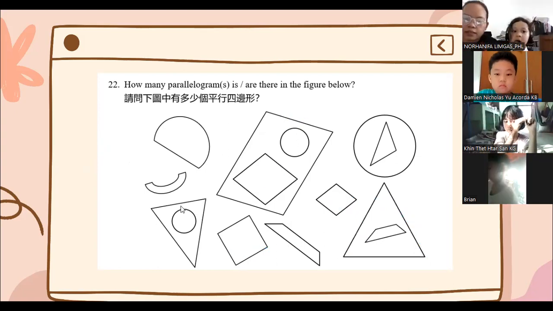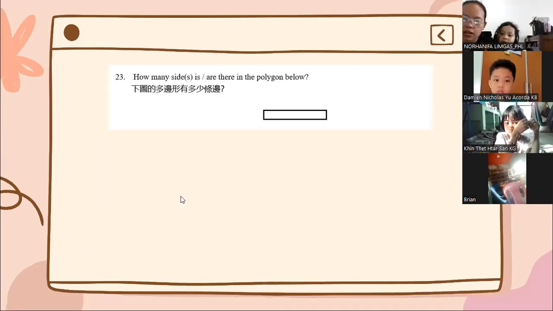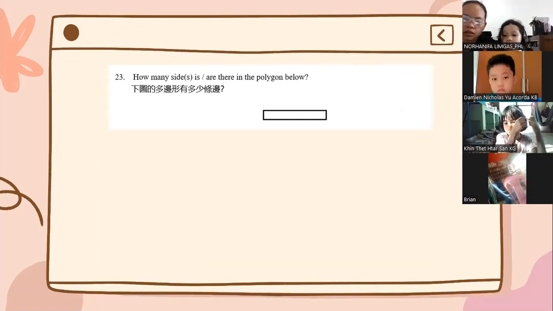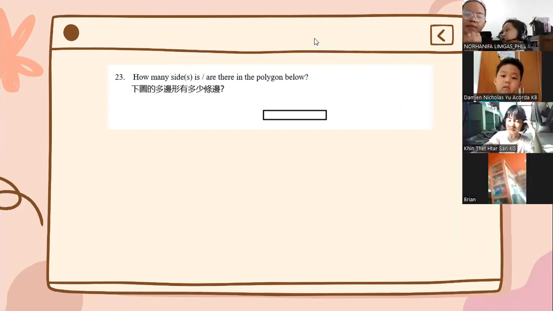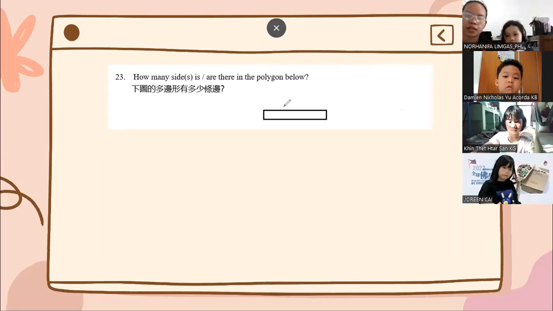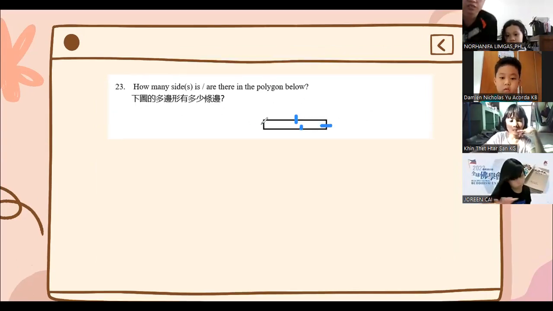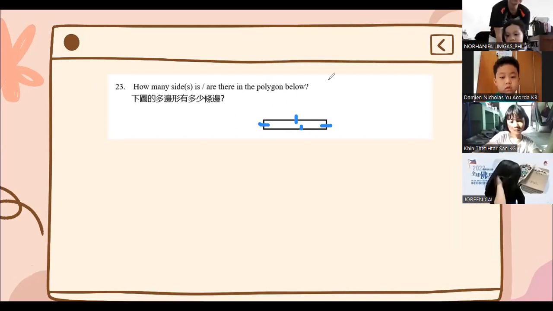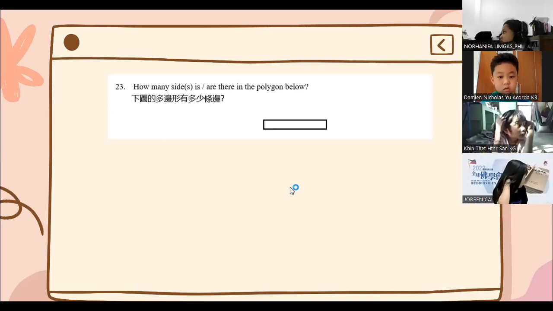Okay, how about question number 23 then? What is gonna be your answer to this question? How many sides are there in the polygon below? Four. You have 1, 2, 3, 4 sides. Okay, you have 4 sides there. Very good. How about question number 24?